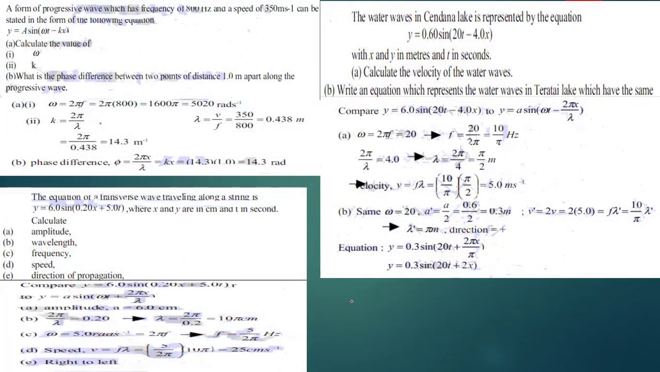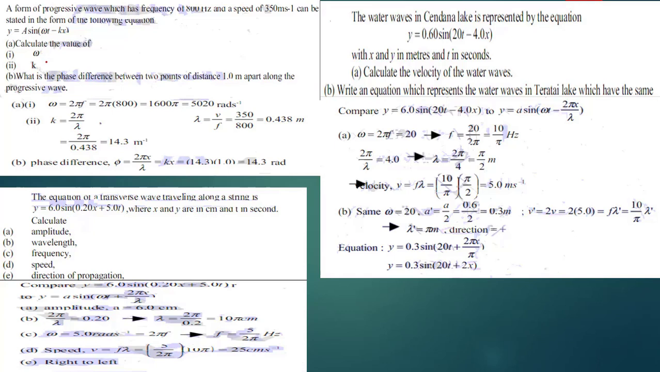So we have a couple more examples. We have another form of progressive wave which has a frequency of 800 Hz and a speed, which can be stated in the form of the following question as we are given there. Calculate the value of wavelength k. It's very straightforward. Okay, what is the phase difference between points one meter apart along the progressive wave? Very straightforward. So calculate the value of w.